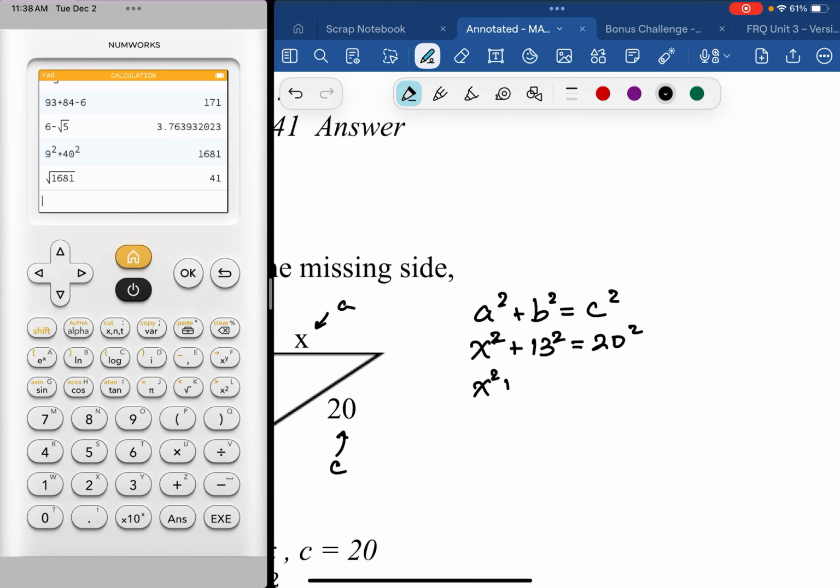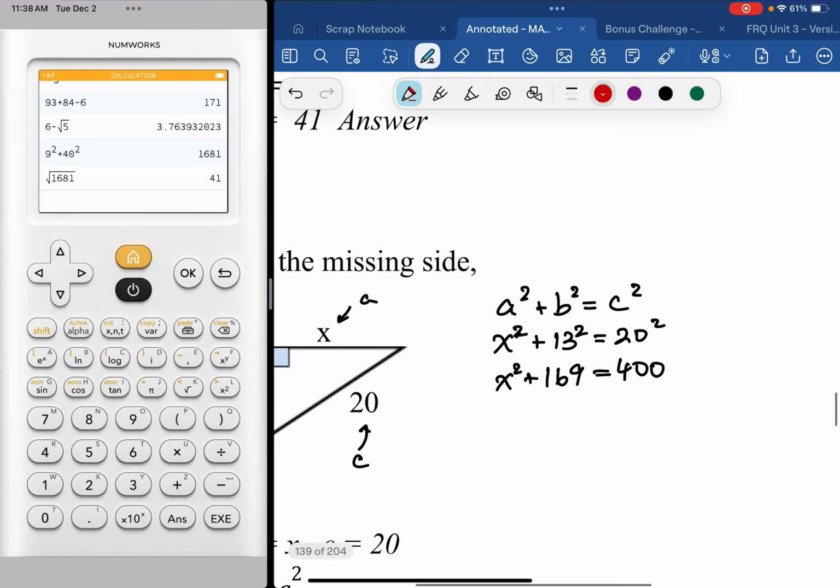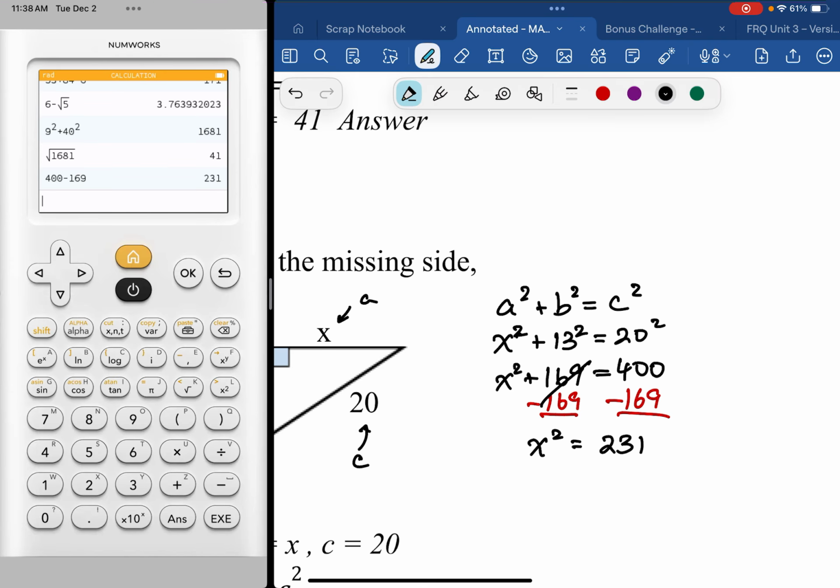Right, so x squared plus 169 is equal to 400. My equal sign elevated itself for some reason. I'm going to subtract off, just going back to what we talked about with solving linear equations, whether you're using an inversion approach or modern algebra. X squared is going to be 231, I think. Let me just double check. Yeah, 231. I'll take the square root of 231, and I get this decimal value.